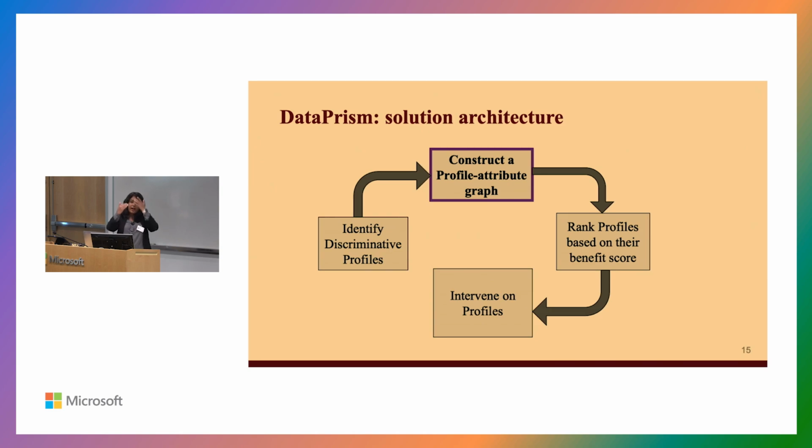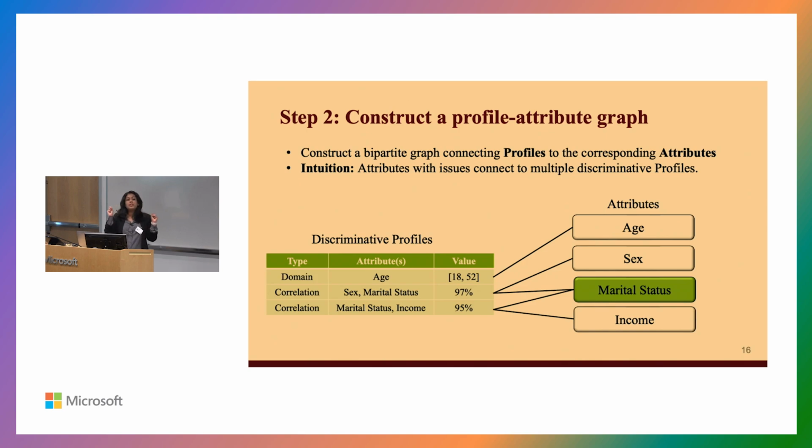Now I need to rank them, to decide which of these discriminating profiles are the actual issues. Because of the interest of time, I'll not go into further detail, but there are some heuristics we use to rank them, to see which profiles could be more promising candidates to be the actual causes. One of the ranking criteria is seeing which of these profiles connect to some attribute that other profiles also connect to. So many profiles are connected to certain attributes, so those profiles are more promising.